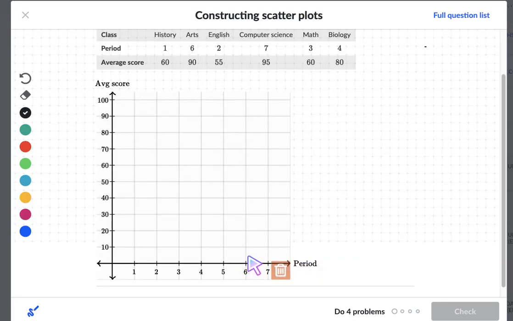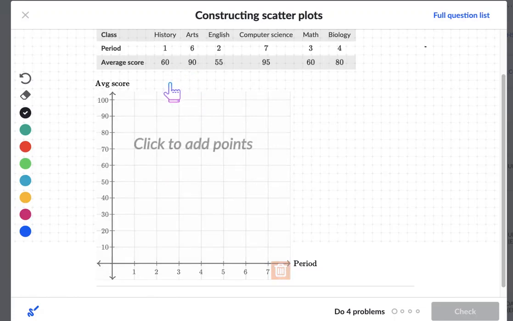It could be that maybe one period did better than the other or worse than the other. Maybe they got slightly different instruction, but average score wouldn't cause the class period to change. Class period or subject isn't going to change the average score. Okay, so let's take a look at this information.